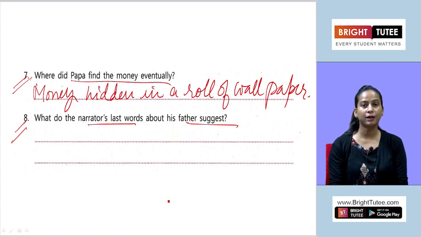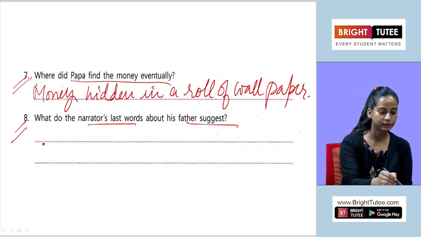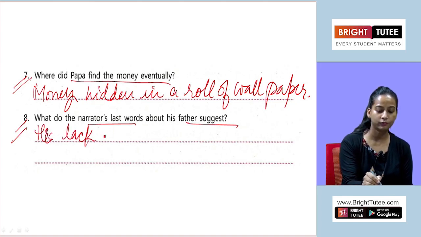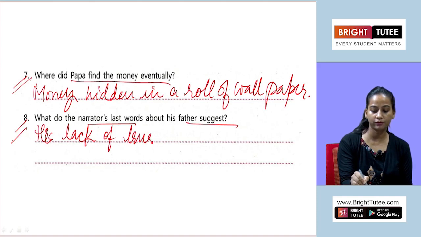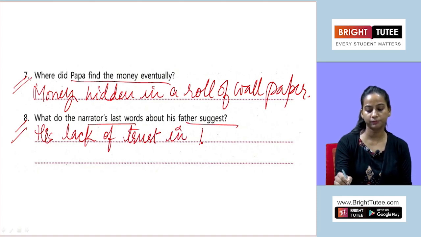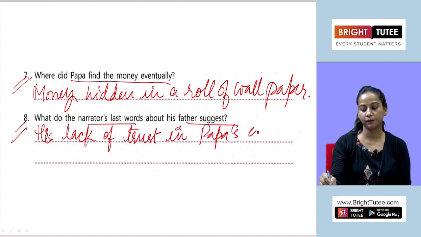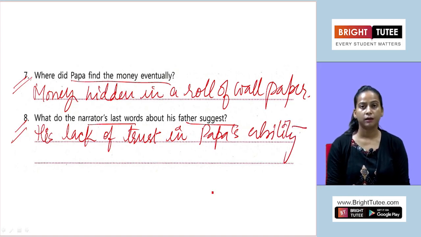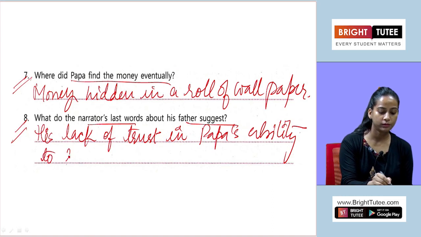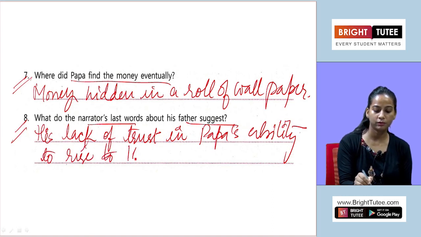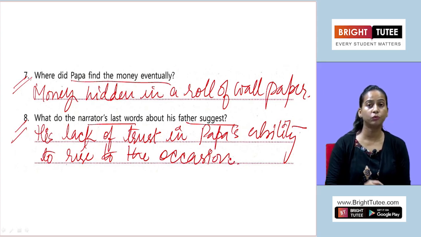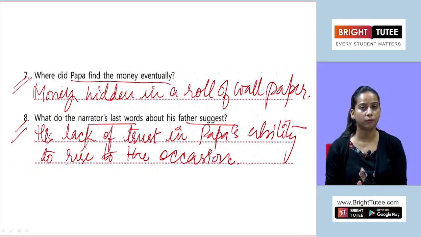So it shows the narrator's lack of trust in Papa's ability to rise to the occasion, which means to behave beyond normal people.